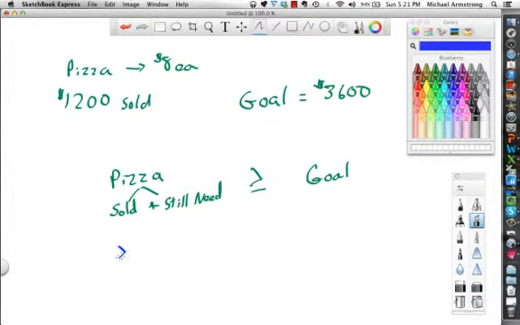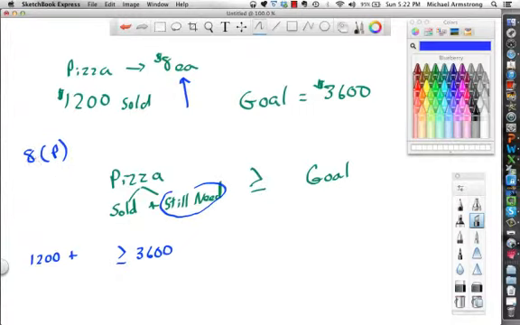So we've got the greater than or equal to sign. The goal is 3,600, so we'll just put that number in. And over here they've already sold $1,200, but they still need to sell more. Before I write that in, we need to remember that that's $8 each. So that would be $8 times the number of pizzas. So we'll use P. They use P in the book, so I guess that makes sense. So we'll say 8P. So it's $8 per pizza.